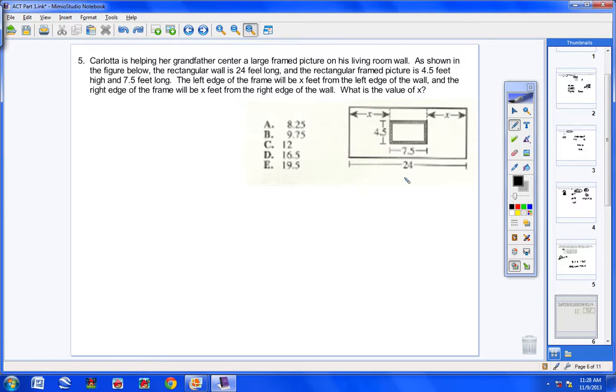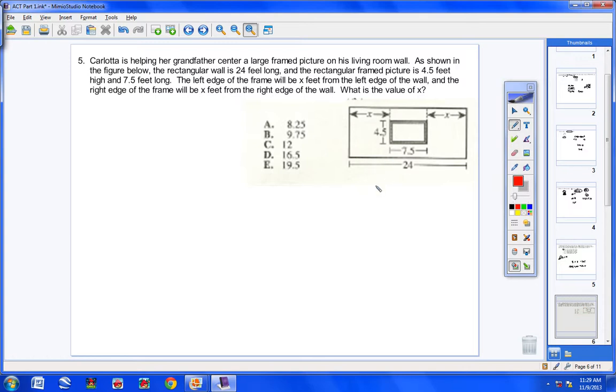Let me change colors so you can see it a little better. X is the distance from here to here, from this space to this space. And X is the distance from here to here. I mean, they've given you a picture. I cut and pasted this right out of the ACT book. So that's what we're looking for right there, the value of X.